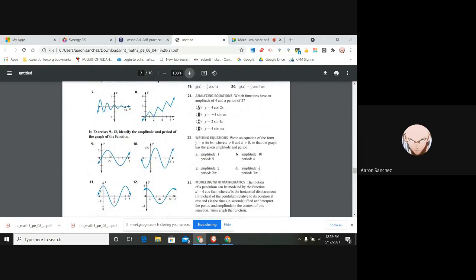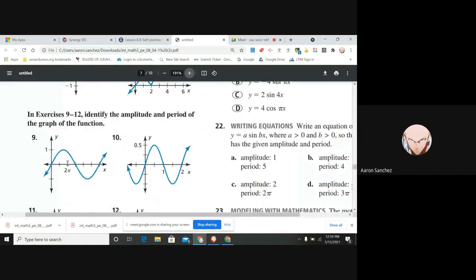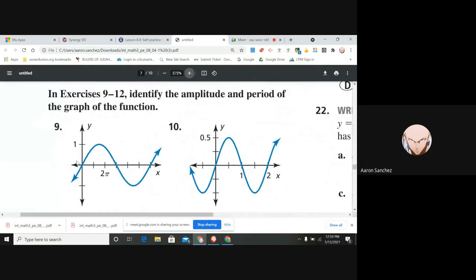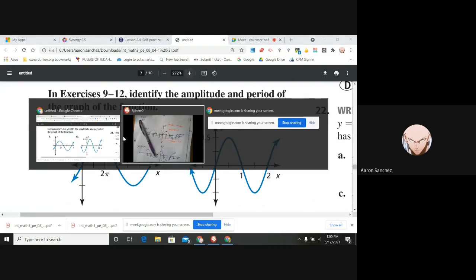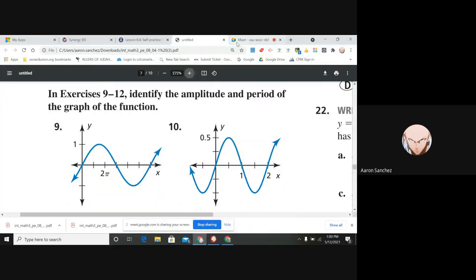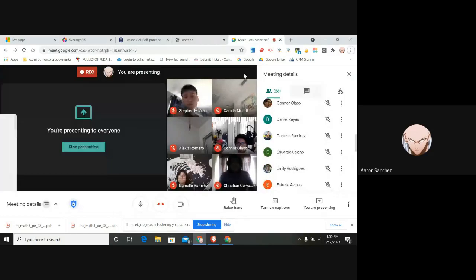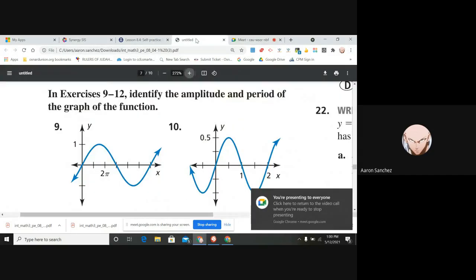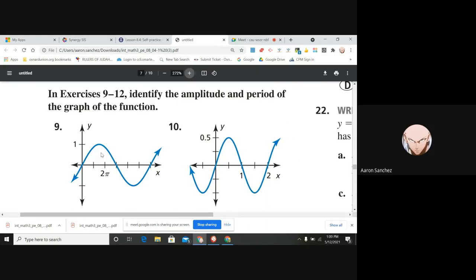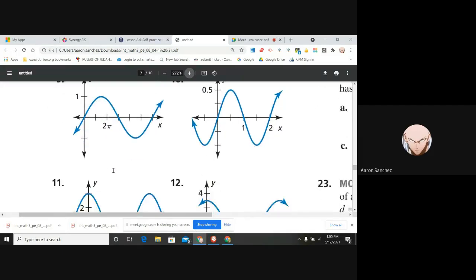Okay, number 9. Let's identify the amplitude. Let's see if we can figure this out. Remember, the amplitude is how tall it is. What is the amplitude of 9? Okay, look at it. I'm going to call on one of you. What is the amplitude of 9? Let's go with Emily Rodriguez. What is it? 1. Yeah, it's the midpoint. It's halfway, like the whole thing goes down 2. We can see the amplitude from the center up is 1. Perfect.